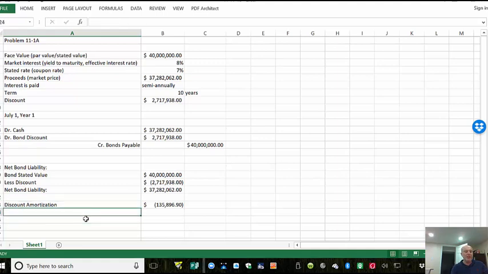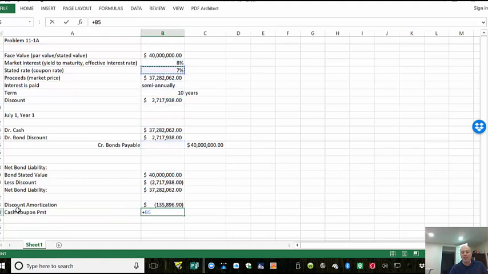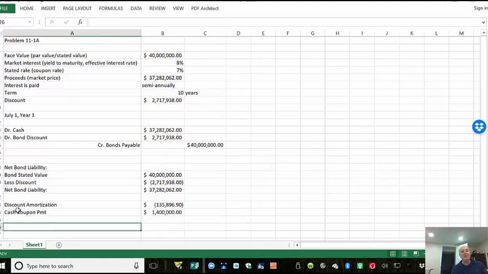This is discount amortization. Now, what is the cash? Every period you make what's called a cash coupon payment, which is equal to the stated amount of interest for half a year, right? Remember that these amounts that we hear here, 8% and 7%, respectively, are for a year. But you're going to have not 10 payments, but 20 payments of half of interest. So cash coupon payment, in this particular case, is stated rate divided by 2 times the face amount, which is 1.4 million. So that's what you're going to pay.